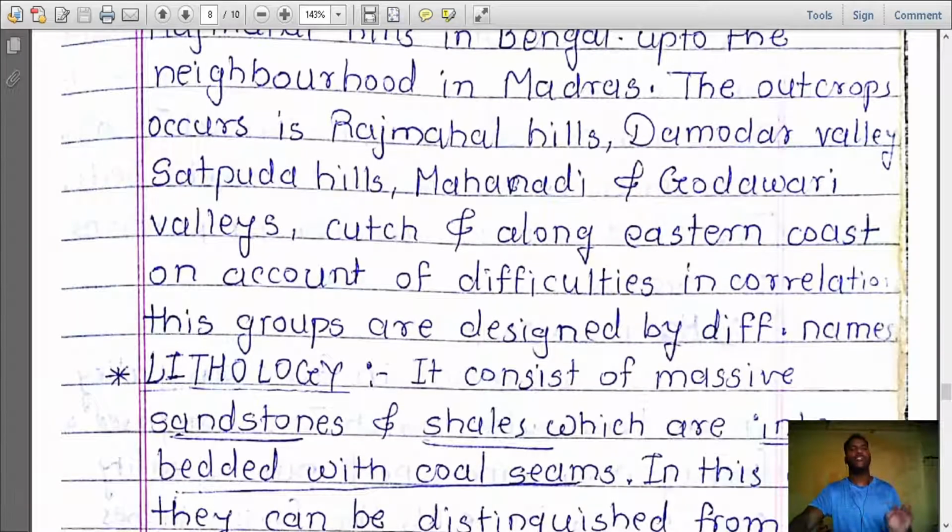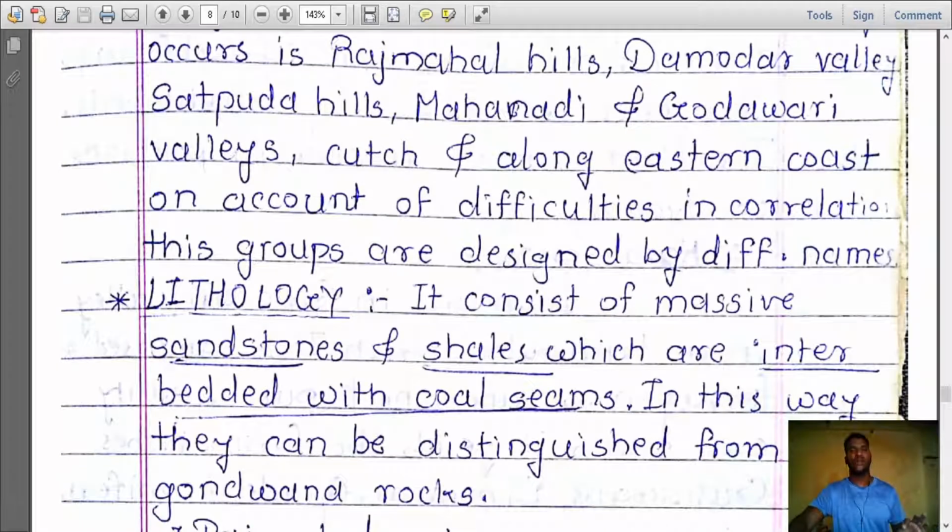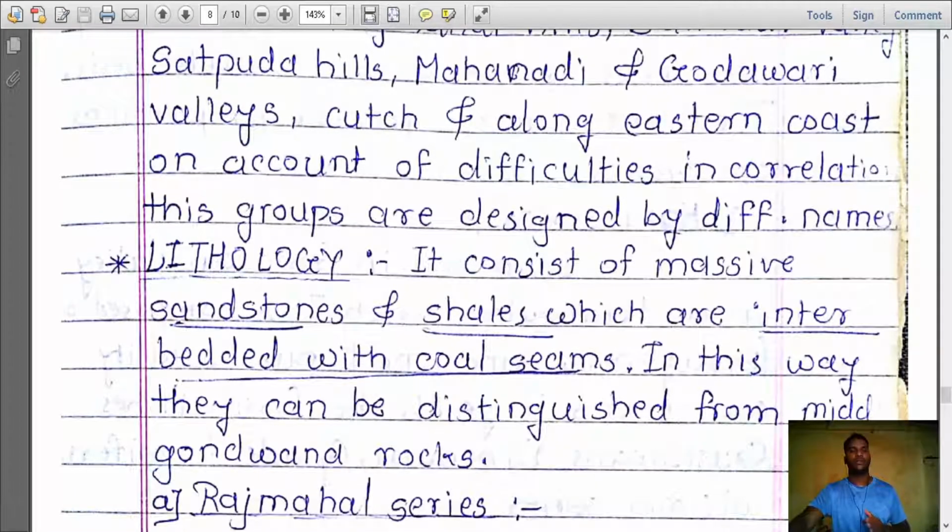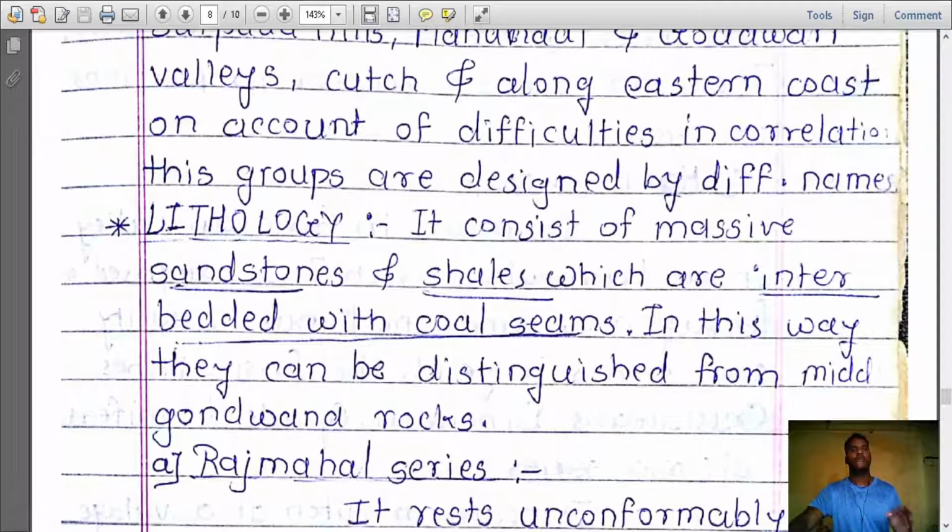Lithology, it consists of massive sandstone and shales which are interbedded with coal seams. In this way, they can be distinguished from Middle Gondwana rocks.